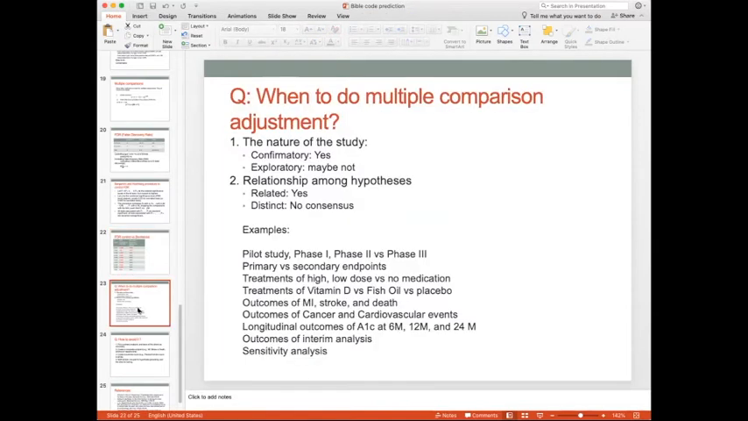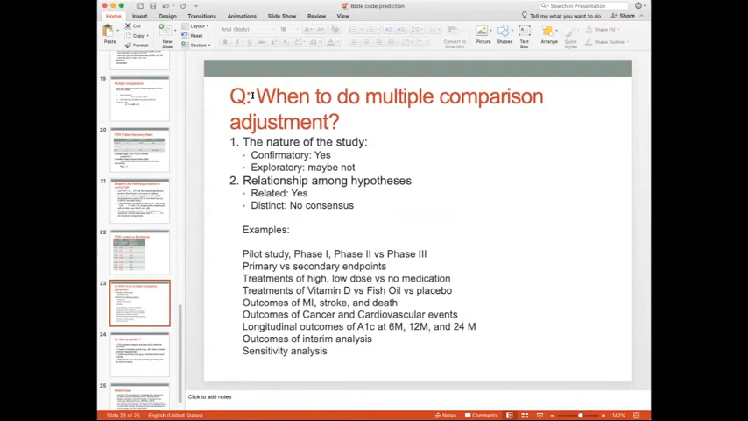Okay, so we understand that researchers have pressure to publish and get funding. So let's look at some practical issues. How do we do multiple comparison? The first is when to do multiple comparison adjustment.